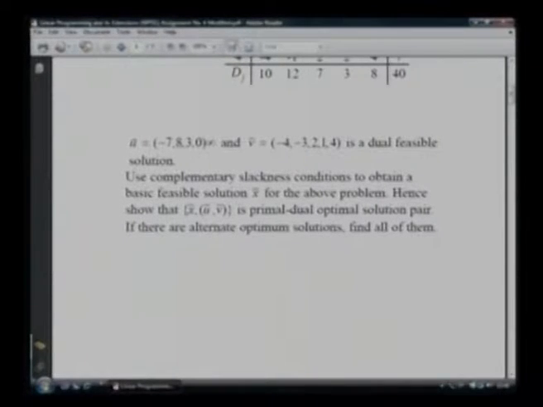That means, if for some non-basic cells your dual constraints are satisfied as equality, or the relative price is 0, then you can enter those cells into the basic feasible solution and get an alternate optimal solution. Right.